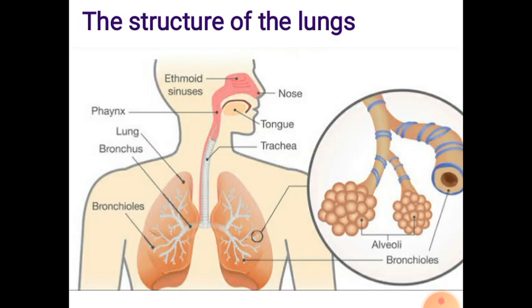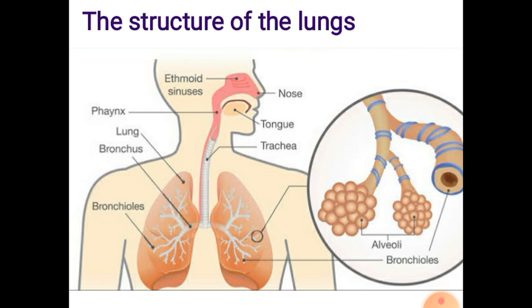Next, the structure of the lungs. The lungs are two elastic pouches lying inside the ribs. They are connected to the air outside the body by the windpipe or trachea. Here you can see in the figure that there is a pipe-shaped thing which is connected to the mouth and the lung. This is called the trachea, and this opens into the back of the mouth and nose.